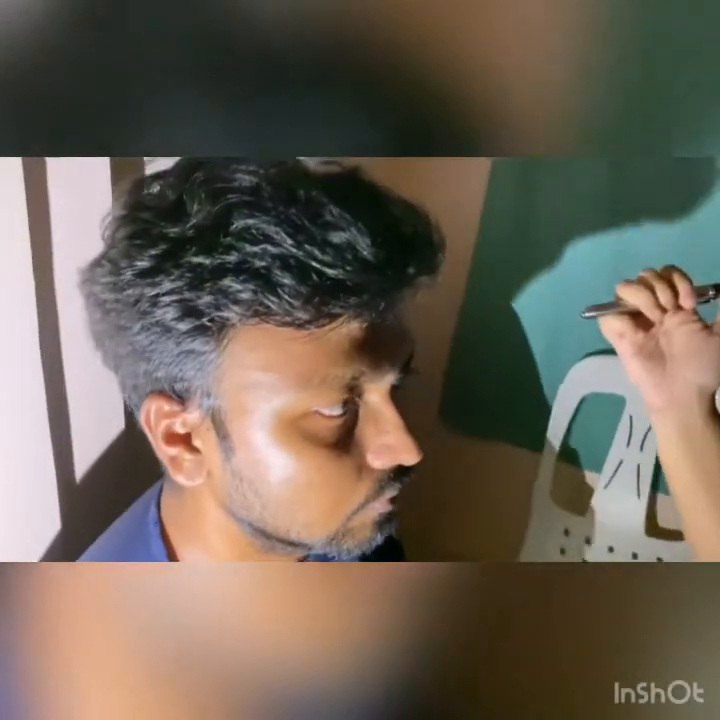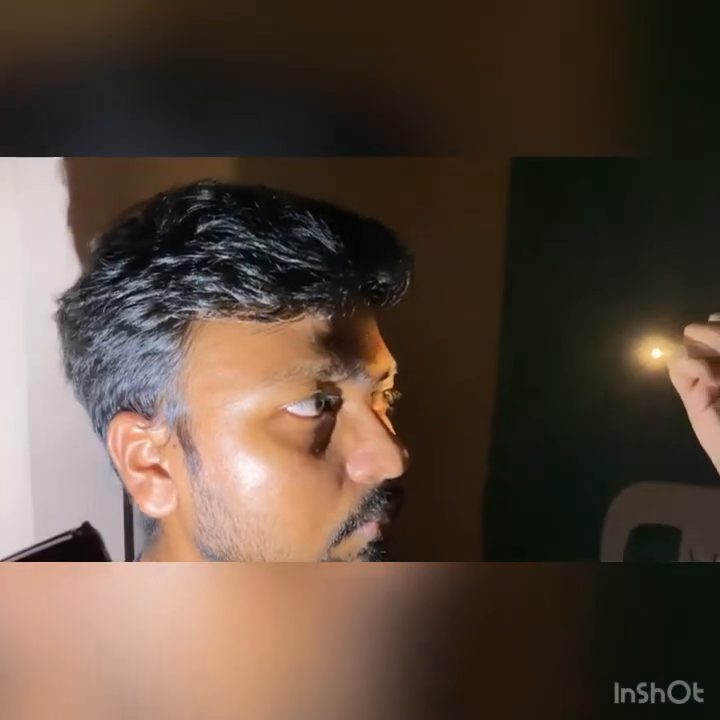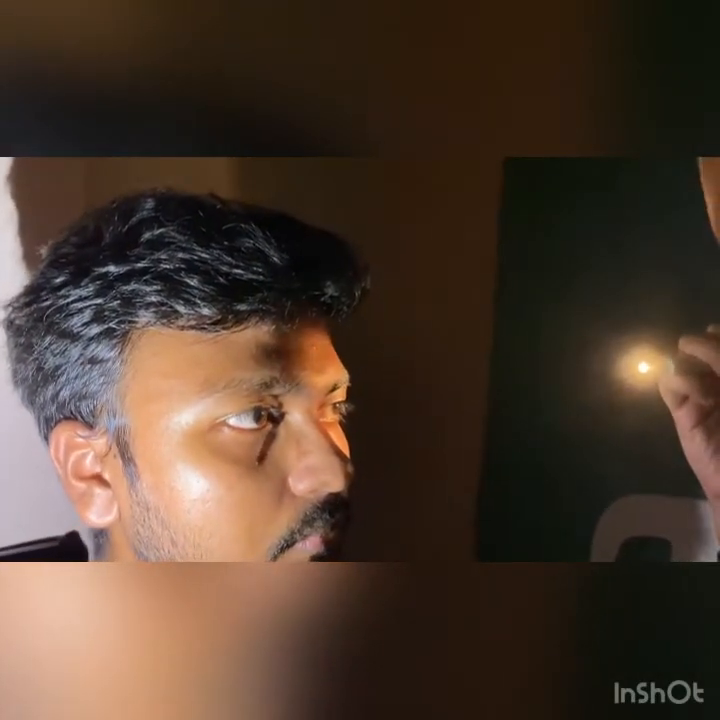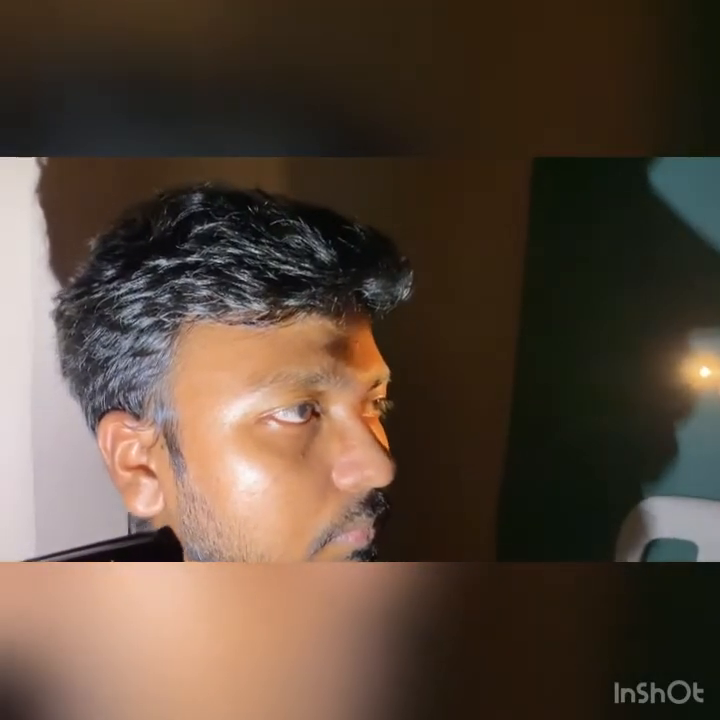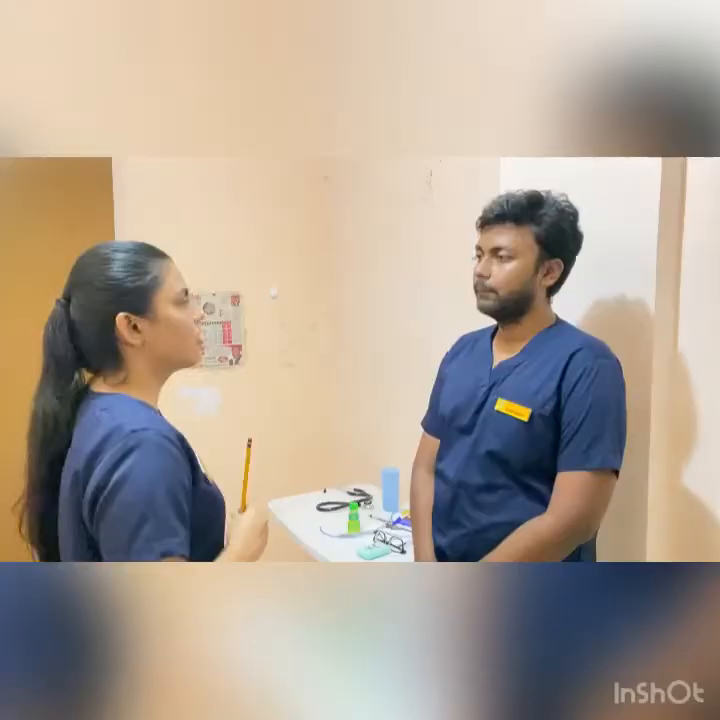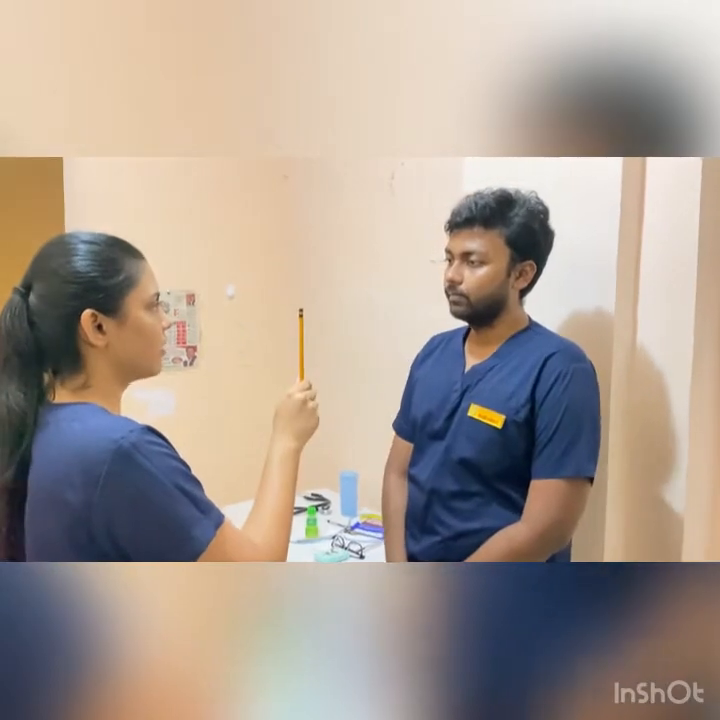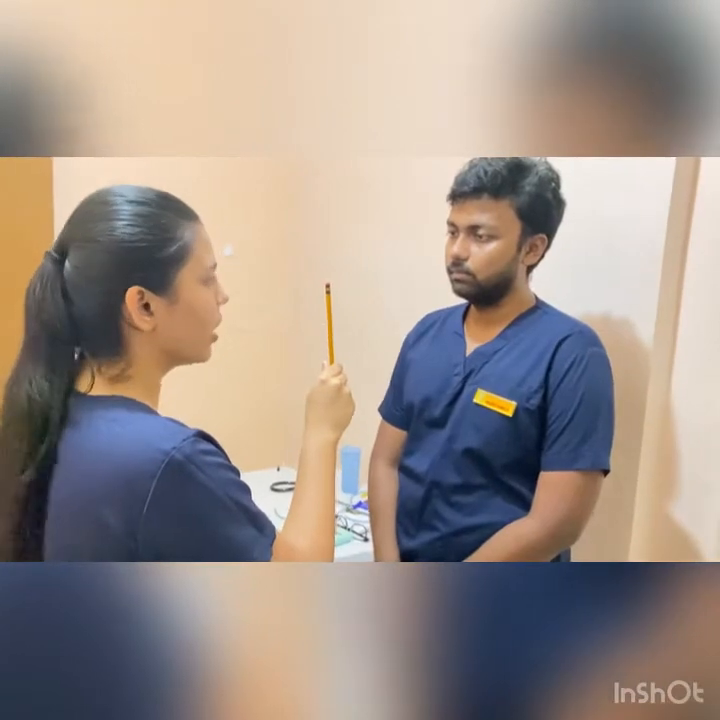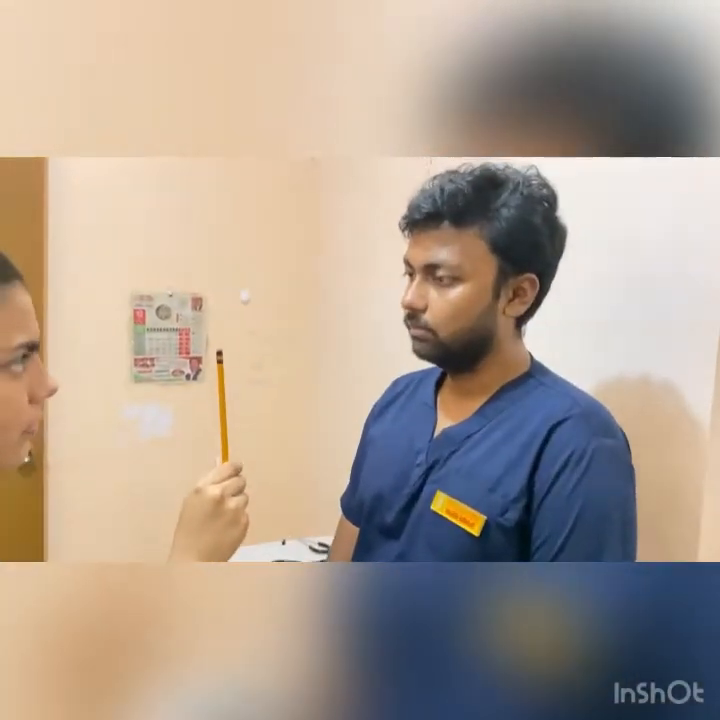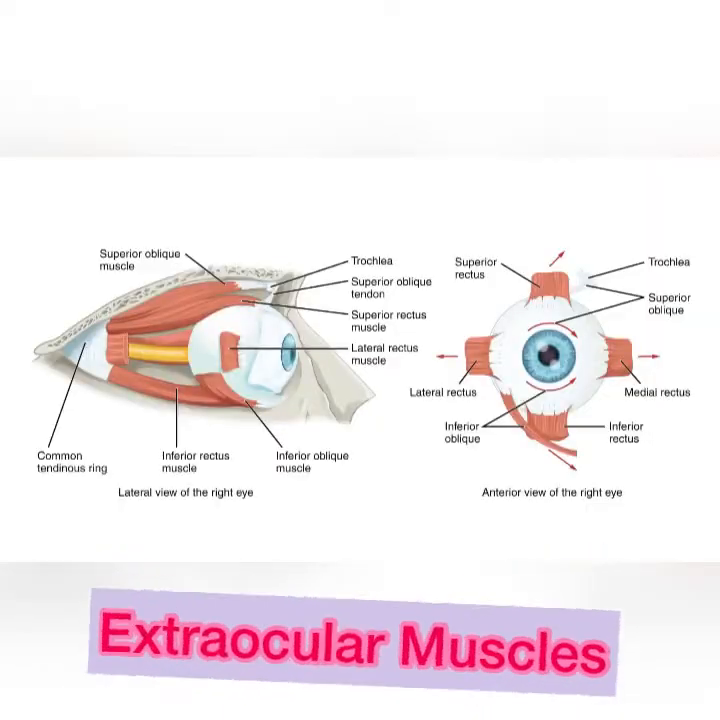Now we are checking for consensual light reaction. Here, on exposure of one eye, both the eyes are constricting. That is our consensual reaction. So the light reactions of my patient are intact. Sir, now I am going to perform the near reaction. Can you look at the tip of the pencil over my shoulder at the same time? Yes. Here we are checking for the pupillary constriction. Here, the accommodation of the lens is not visible. Pupillary constrictions can be seen.